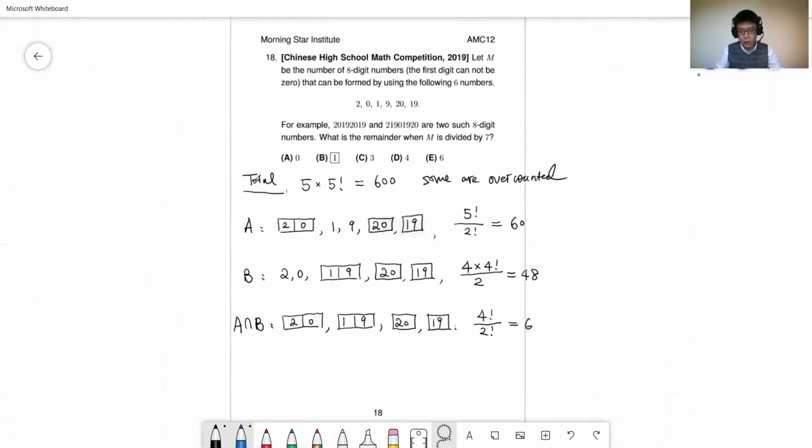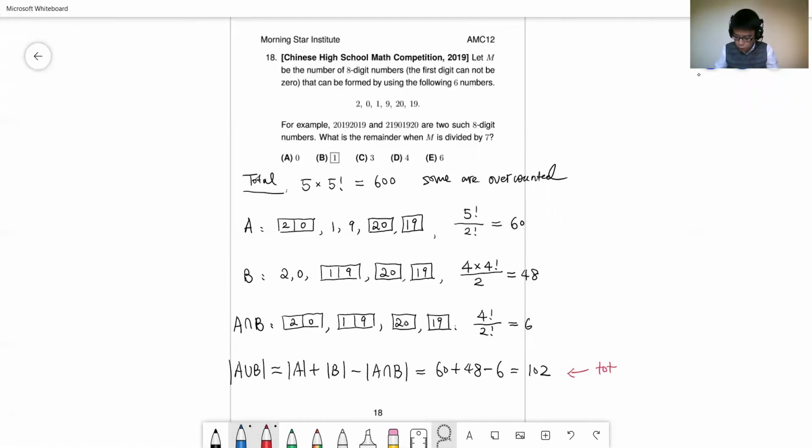Now we can find the total cases in A or in B. So that's the union of A and B. By the inclusion-exclusion principle, this is the number of cases in A plus the number of cases in B minus the number of cases in both A and B, which is 60 plus 48 minus 6. This is 102. So we have 102 invalid, overcounted cases. This is total overcounted. And the answer will be the initial number 600 minus the total overcounted cases 102. This is 498. And 498, when divided by 7, the remainder equals 1. So the answer is 1.